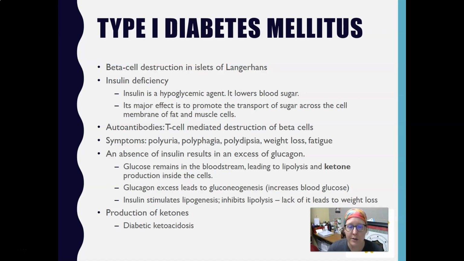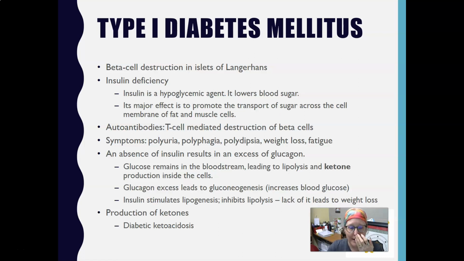So this is another thing that's interesting. The absence of insulin does result in an excess of glucagon. Because the cells are sending that signal that they're hungry, including the liver cells, the liver is like, I'm going to help you and send you plenty of glucose. So it starts to break down the glycogen, releasing glucose.